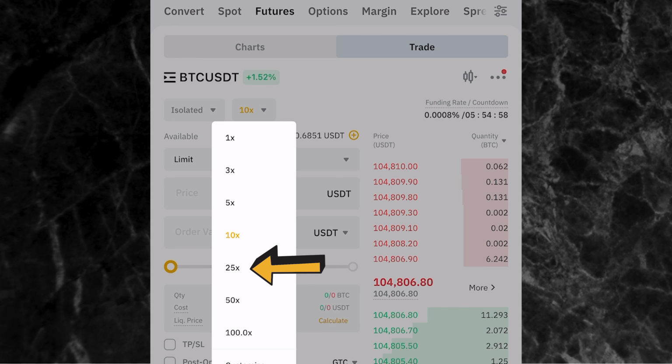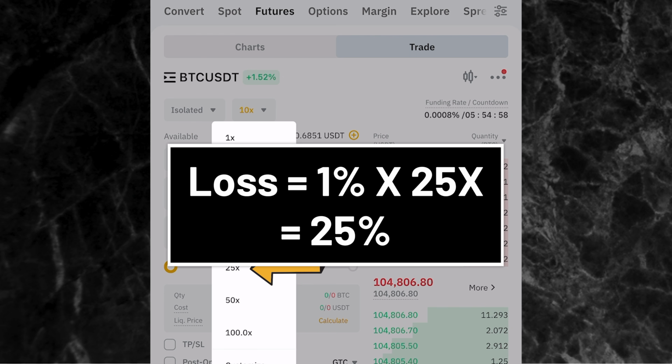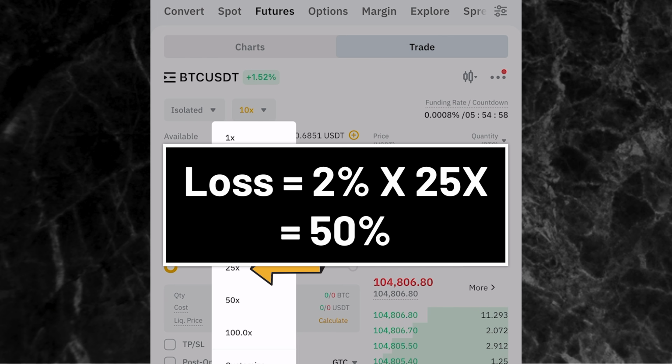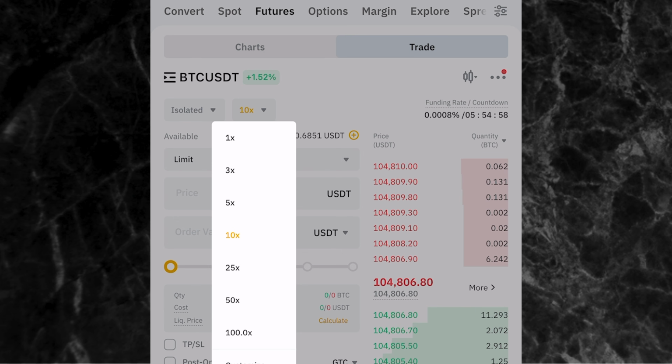And it's the same thing for 25x leverage. So if I'm using 25x leverage, that means that if it goes down by 1% against me, that's 1% times 25, which is 25% loss. And if it goes down against me by 2%, that's 2 times 25x leverage, which is 50% loss. So you can see that the higher the leverage you pick, the more money you'll be able to make and the more money you'll be able to lose from that trade.